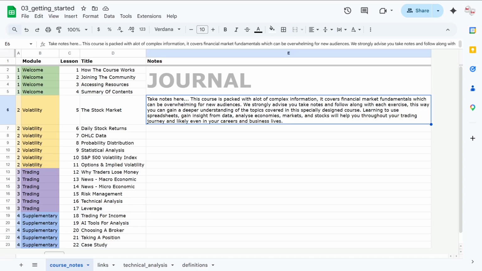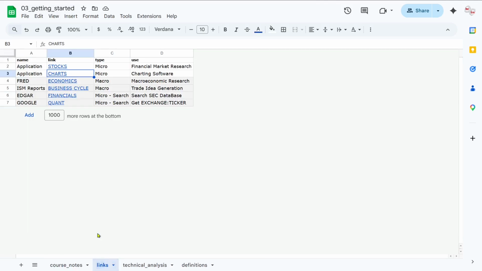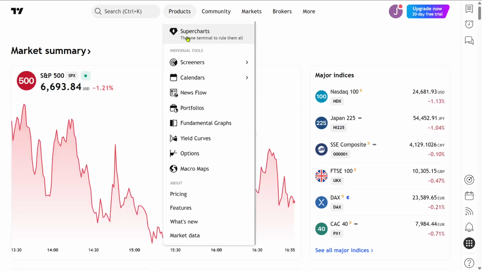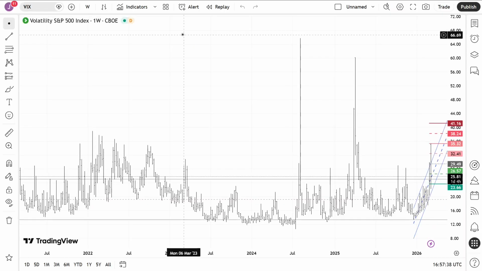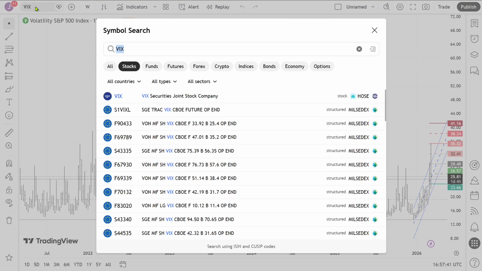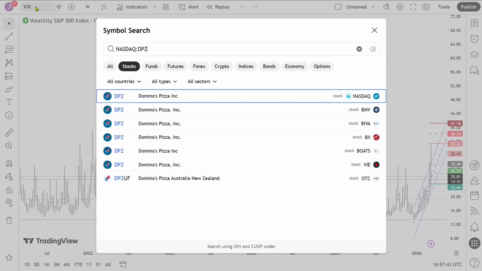Tool. Now we can revisit a concept I mentioned earlier, spread trading, or betting on the relative outperformance of one stock versus another. To see how this trade is visualized, return to the 03_getting_started spreadsheet and navigate to the links sheet. In cell B3, click the Charts link. In the search bar, type DPZ/PZZA. This creates a ratio chart.